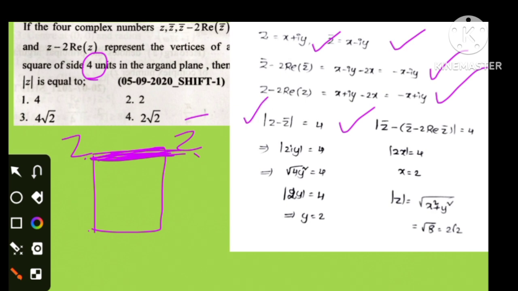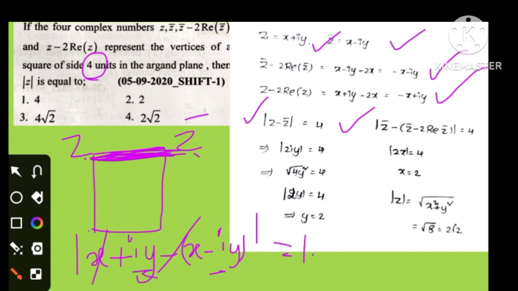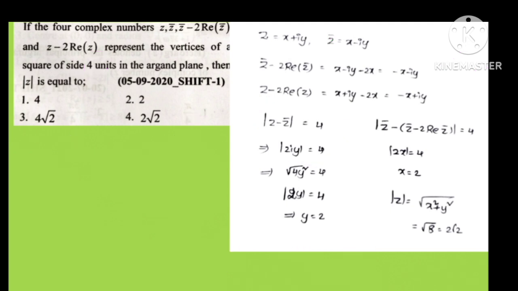Mod z minus z bar. What is the mod z minus z bar value? Modulus of z, the complex number, x plus iy, minus z bar, the complex number, x minus iy. Apply the minus here, plus x minus x gets cancelled. This is equal to iy plus iy, which is 2iy. This value is equal to 2iy.